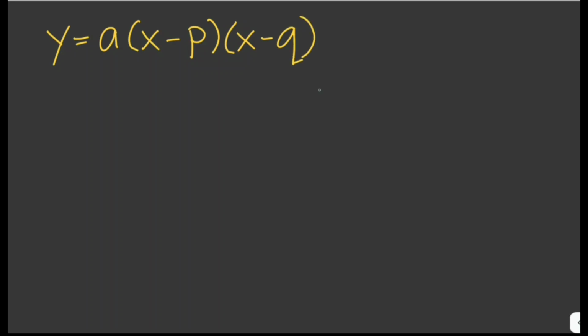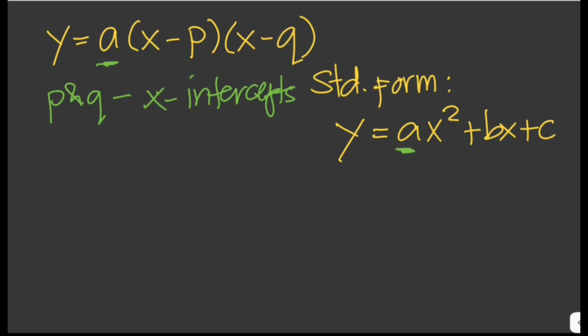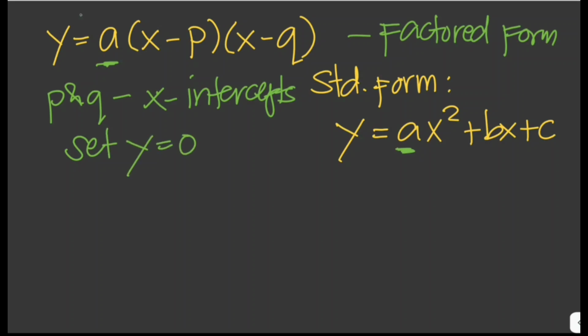So let's recall the standard form of equation. The standard form is y equals ax squared plus bx plus c. The a here is the same value as the a in the standard form, and p and q are the x-intercepts. So how do we solve for the x-intercepts? We just have to set y equals 0 to solve for x-intercepts.